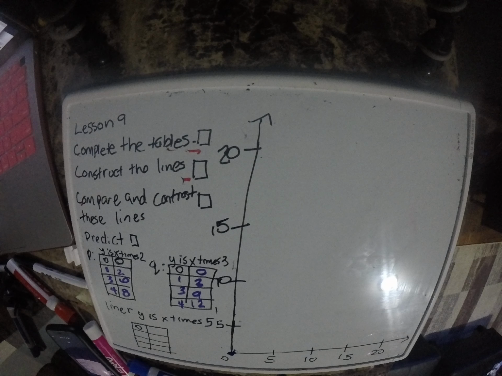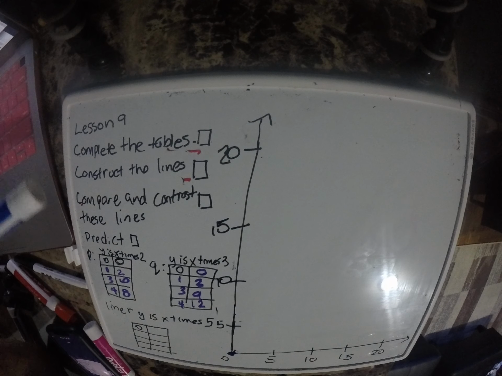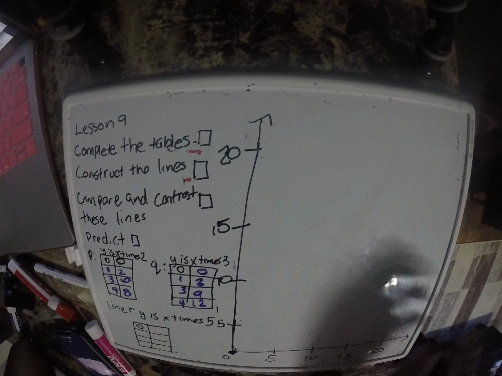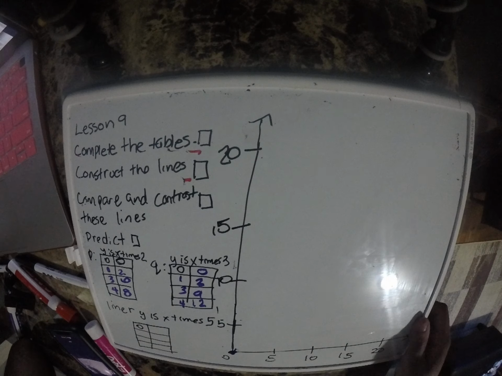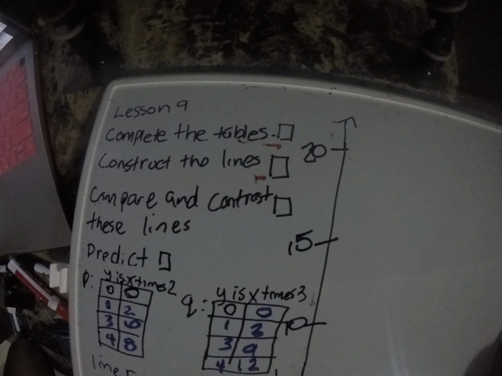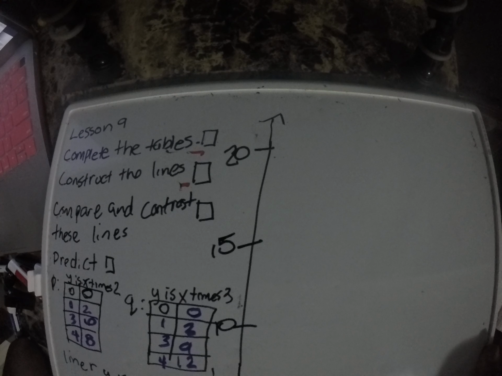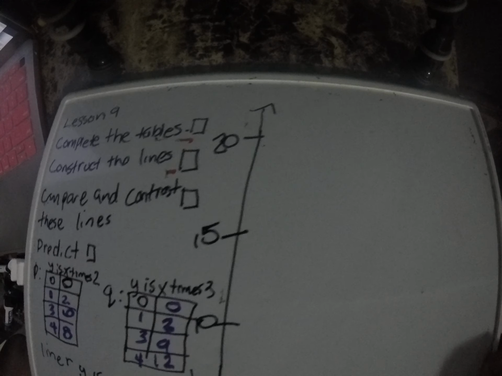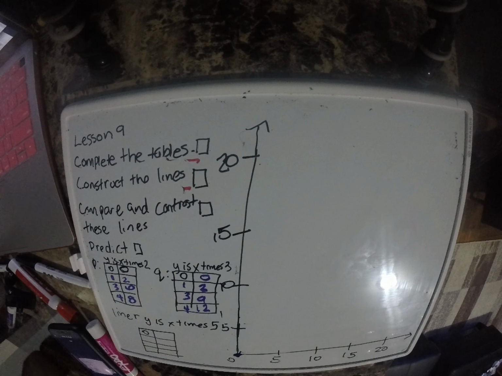So for lesson 9, we are going to apply the knowledge we learned in the last 2 lessons to complete tables given a row, construct those lines, compare and contrast those lines, and then predict given a new line. So here I was given the rule y is x times 2, and right here I have created the tables for that. And then here for line Q, I have the line y is x times 3, and I have generated a table for that. So I'm just going to graph those lines now.